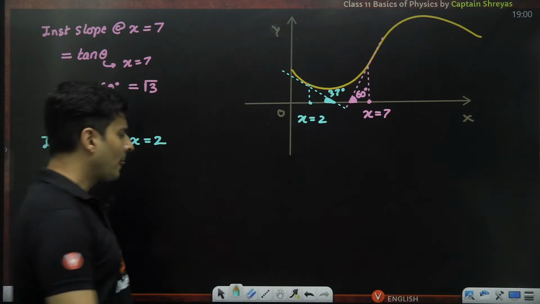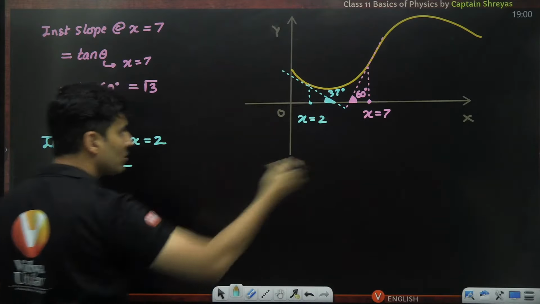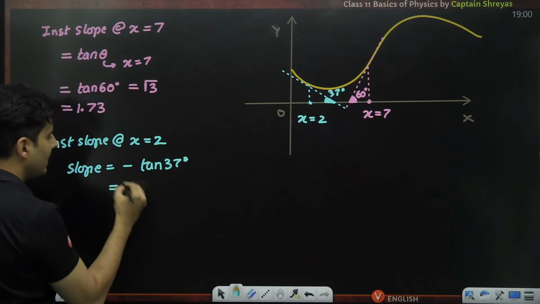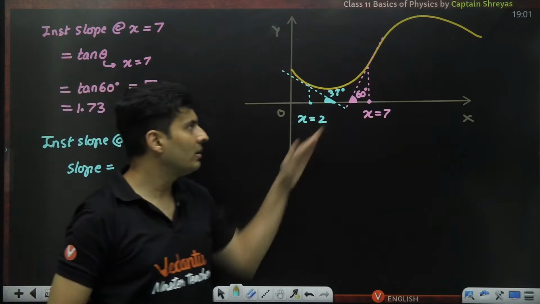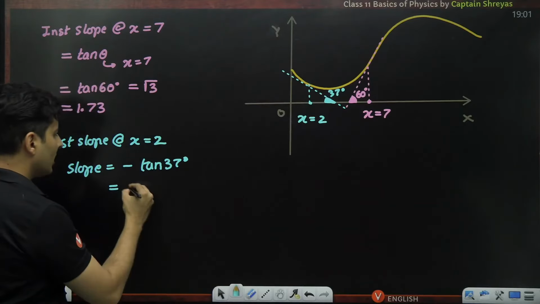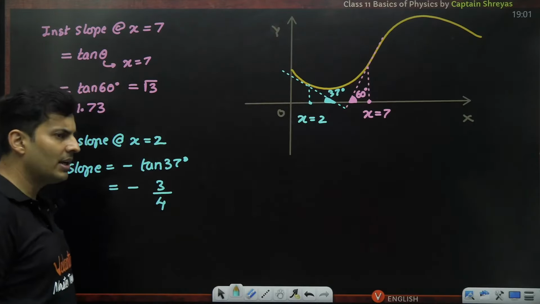So in that case, the slope will be negative. Why negative? Because it is going down. So negative tan 37. Why is it negative? Because it is going down. When it is going up, it is positive. When it is coming down, it is negative. So tan 37, the value is 3/4. It's a standard value. When you learn mathematics, trigonometric ratios, etc., you will learn these special numbers also.